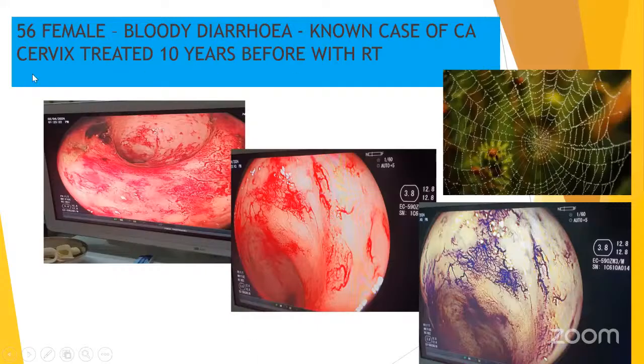She's a known case of CA cervix. So again, when a patient with malignancy comes, you have to be assessing the lumen carefully. This is a colonoscopic view showing multiple telangiectatic vessels, classically described as spider-leg appearance. This is characteristic of radiation-induced proctocolitis. It can present even a decade later.